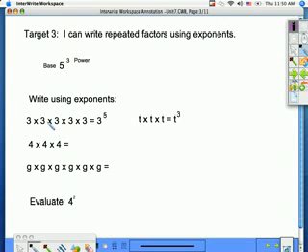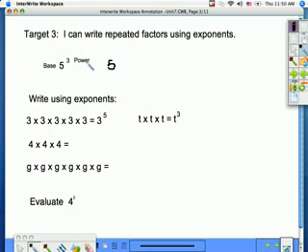Target 3. I can write repeated factors using exponents. When we talk about exponents, we have a big number that's called our base, and then we have a little number up higher that's our power, or our exponent. The base tells us what number is being multiplied over and over, and the power tells us how many times we're going to multiply that number.